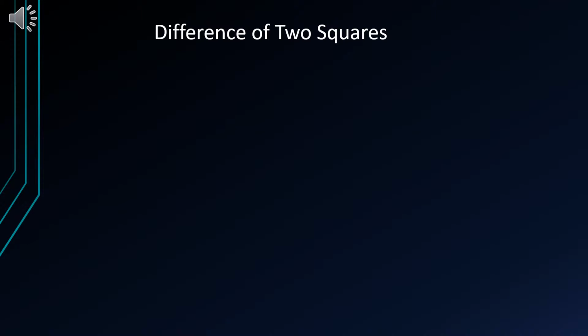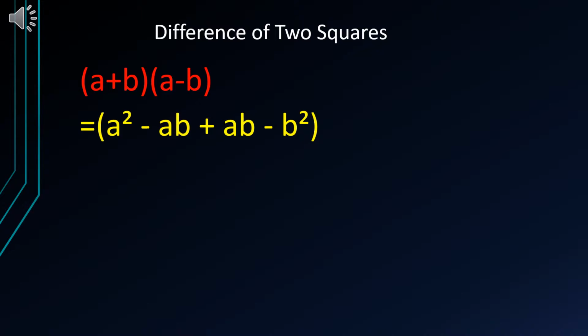Difference of two squares is a square number subtracted from another square number. To better understand the difference of two squares, we have the factorized form of it. Expanding the expression we get, and simplifying the expression is the difference of two squares.